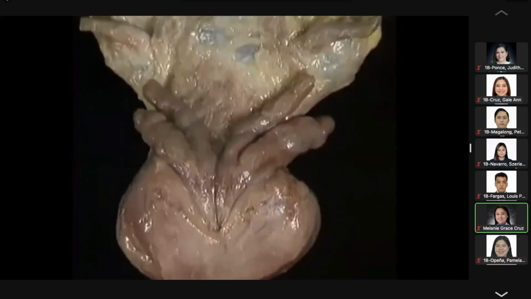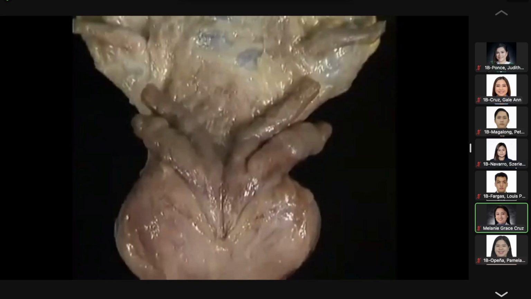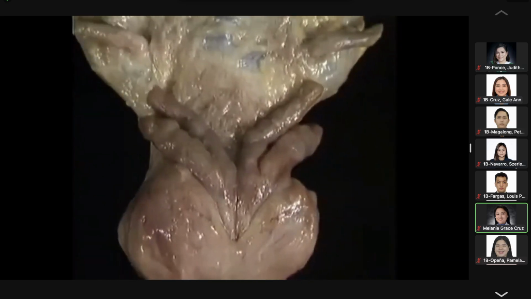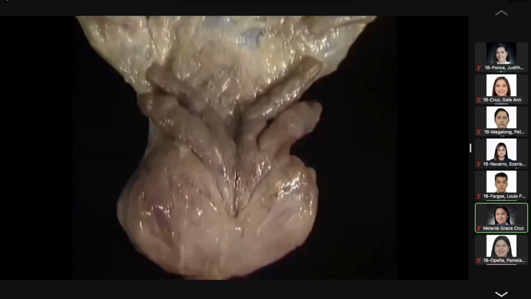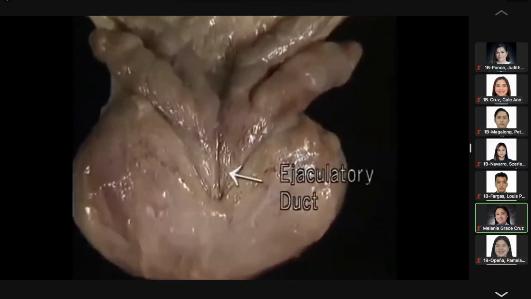The seminal vesicles produce a nutrient liquid that forms much of the total volume of the seminal fluid. The walls of the ampulla and of the seminal vesicle are formed largely of smooth muscle. When this contracts, the contents of both chambers pass together into the ejaculatory duct.